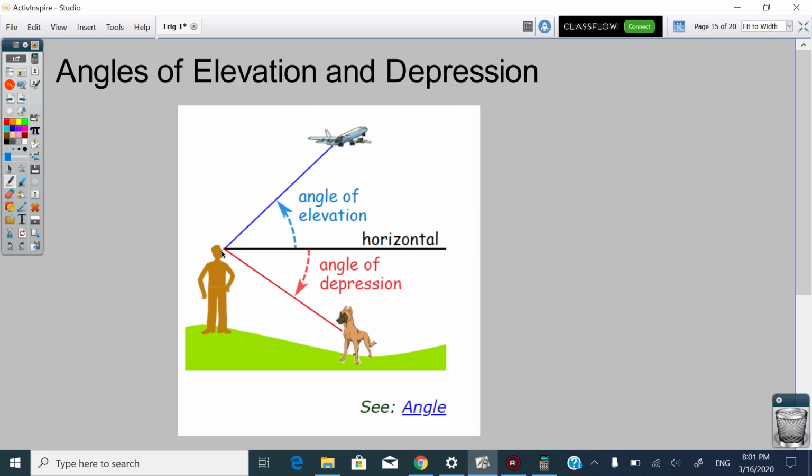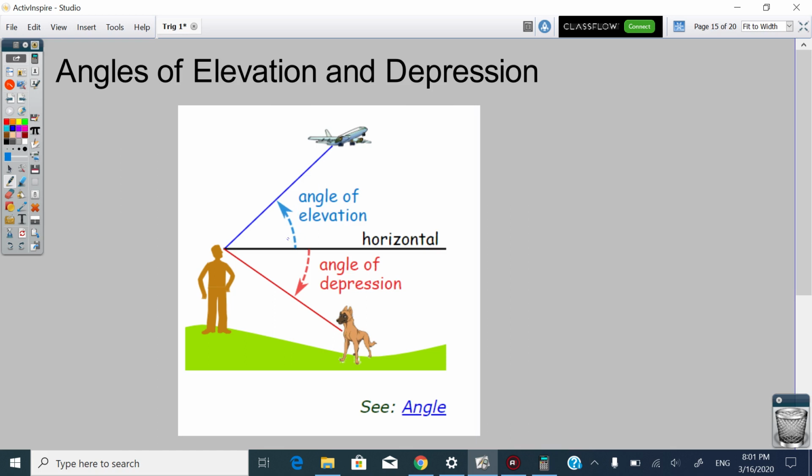Let's consider this man. When this man is looking straight forward, his line of sight is this horizontal. Now let's say he wants to look up and see this aeroplane. The angle by which he lifts his eye so that his line of sight spots the aeroplane, this angle is called an angle of elevation.